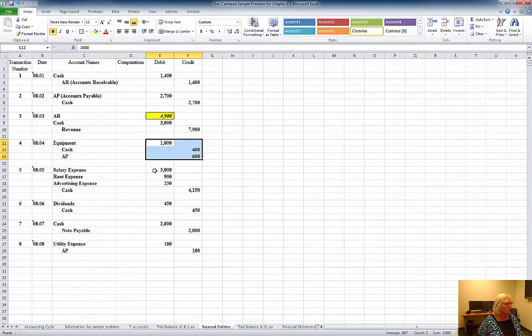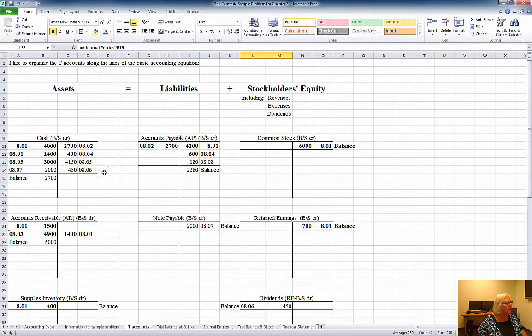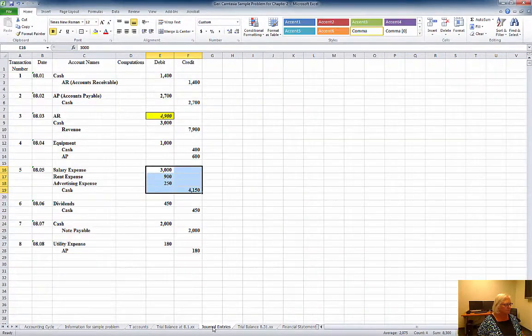Okay, next entry, we have 3 expenses to debit, and then we're going to credit cash for $4,150. So what we're doing is we're recording all of these expenses. All right, so we don't have T accounts for those expenses. So I believe salary is debited for $3,000. Rent expense is debited for $900. Advertising expense is debited for $250. Whoops, right there. And our credit to cash is $4,150. All right, I think we did that right.